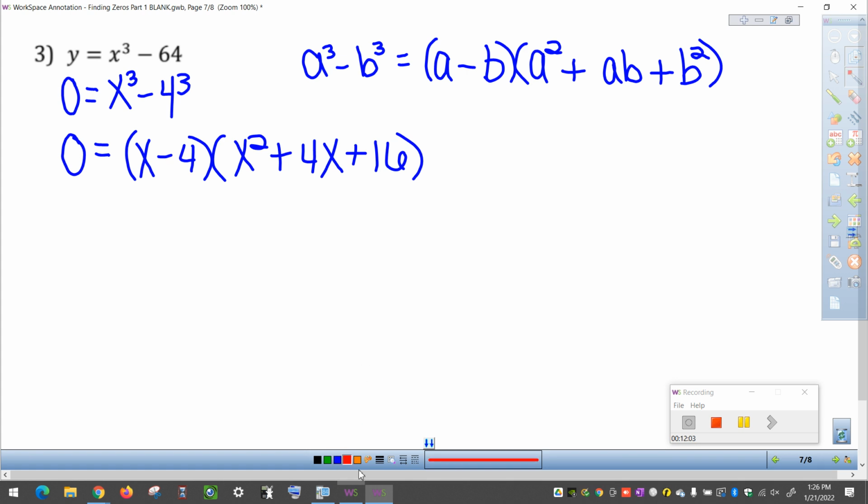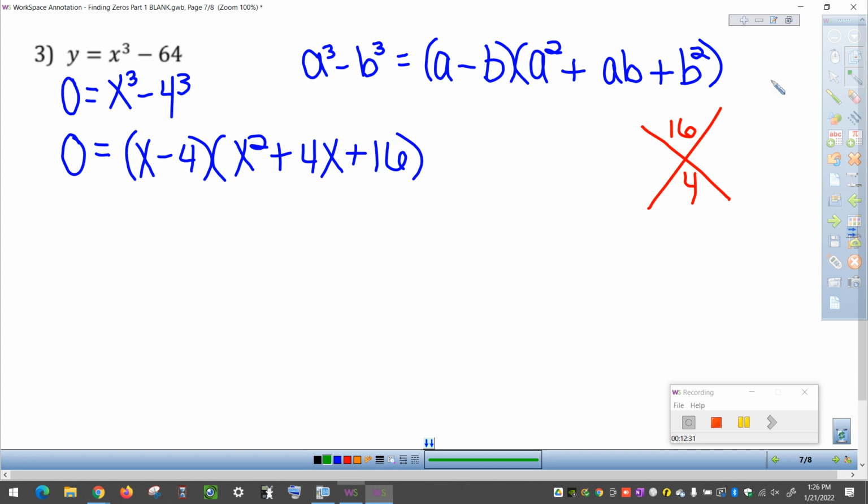Now, if we think about truly trying to factor this as far as we can go, notice that the second part, the trinomial, looks like a basic trinomial. So let's go ahead and think about testing our numbers off to the side. If we are able to factor that further, we need to find two values that multiply to 16 and add to 4.